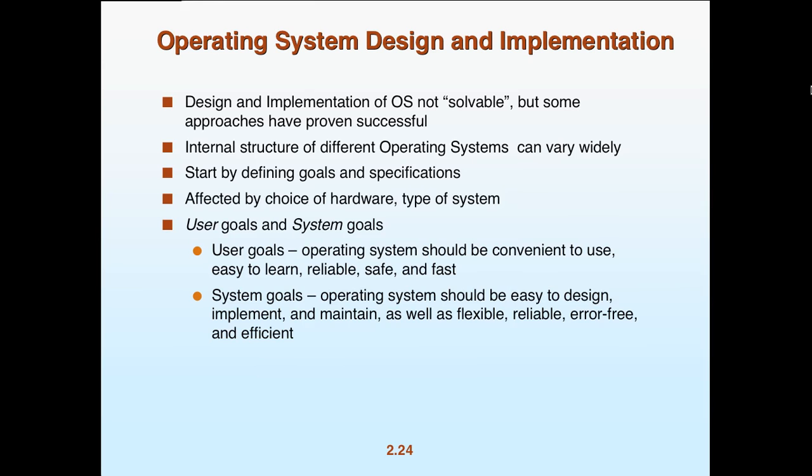They start by defining the goals and the specifications. What are we going to use this operating system for? And then work from there. The choice of hardware affects the type of system that can be implemented. In the old days, tablets couldn't load Windows. Now we actually have Windows 7 models of tablets, which are not bad. But why would you load Windows 7 on a tablet? The thing only gets 2 or 3 hours of life anyway.